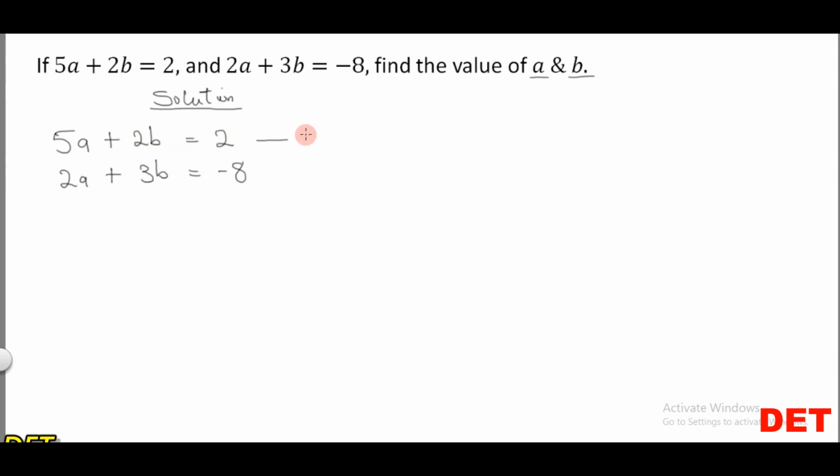The first thing I'm going to do here is to name this equation my equation 1, and I will call this second equation my equation 2. Then the next thing I'm going to do is to solve by elimination method, so I will eliminate the a.